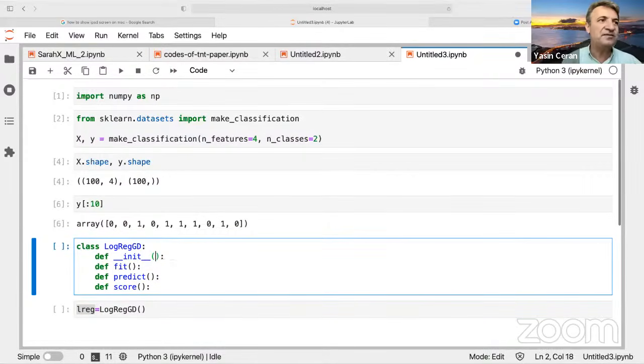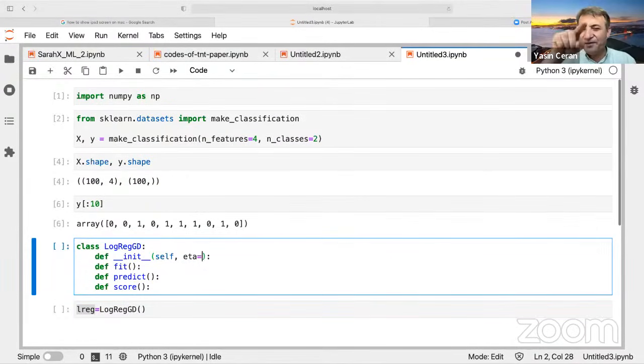So this function has its own parameters. Of course, self. At first it's difficult to understand or explain, but self is the moment we create this lreg, it is going to come up with its own self attribute. So self is referring to this object itself. So what kind of attributes?